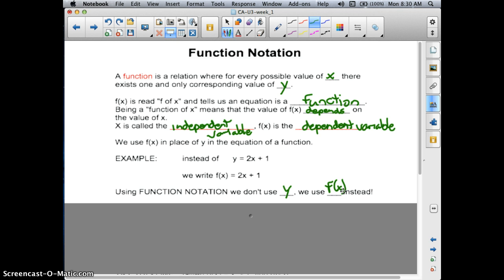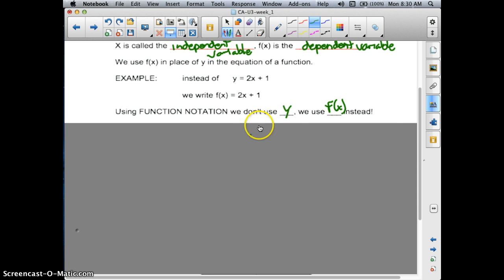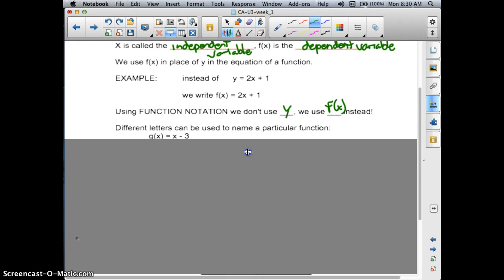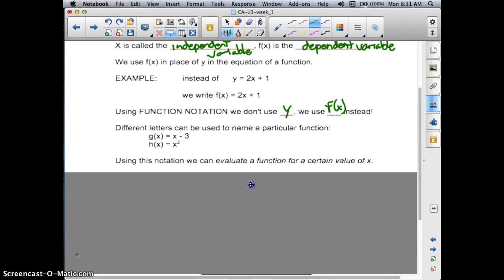You should know that they could use any letter. The most common one is f, but it's often g(x). It could be m(x). Any letter could name the function, but it is generally in terms of x. So the next part is that different letters can be used to name functions. Here's a couple of examples. It still works the same way. g(x) = x - 3 means y = x - 3. Those still are there in place of the y.